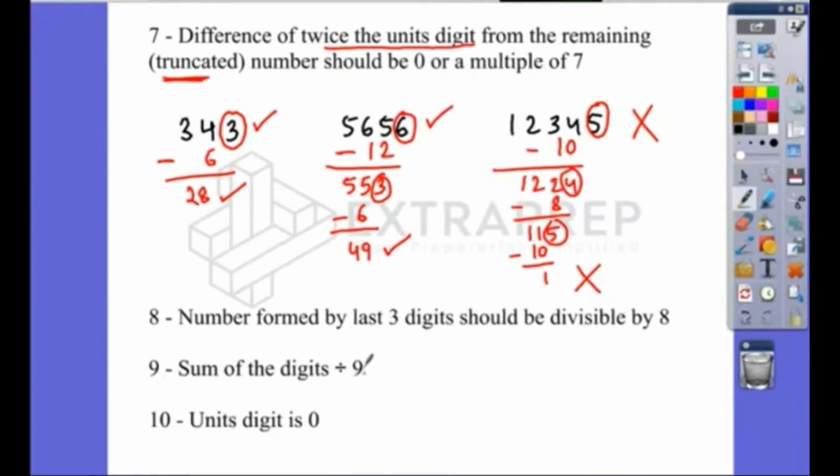9, sum of the digits should be divisible by 9. So if I say 18792, is this divisible by 9 or not? 1 plus 8 is 9, 9 plus 7 is 16, 16 plus 9 is 25, 25 plus 2 is 27. Yes, 27 is divisible by 9, so 18,792 is also divisible by 9. So the sum of the digits should be divisible by 9, and that's the rule for 9. 10, that's easy. The last digit should be 0, and then the number is said to be divisible by 10.